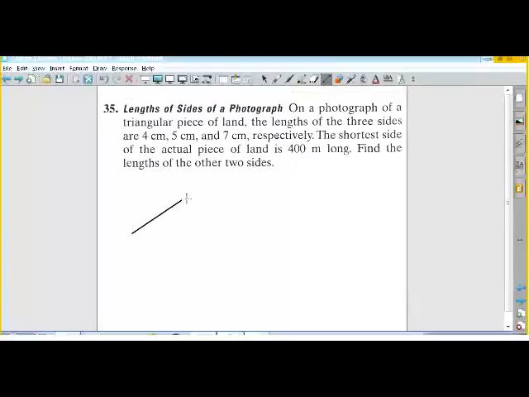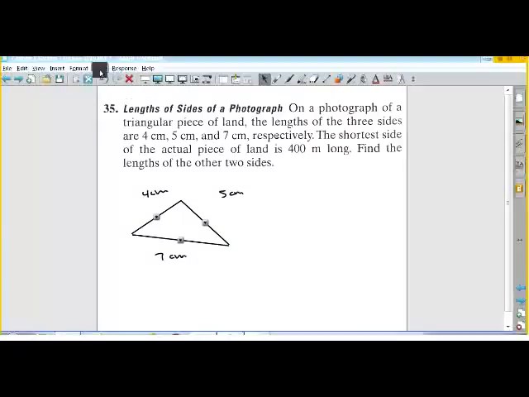So let's make up a photograph here. 4, 5, make that a little longer, 7. Okay, so there's my picture. This one's 4 centimeters. This one's 5 centimeters. This is 7 centimeters. And because it's a photograph, all of the lengths should be scaled appropriately. So I'm going to grab this and just make it bigger.